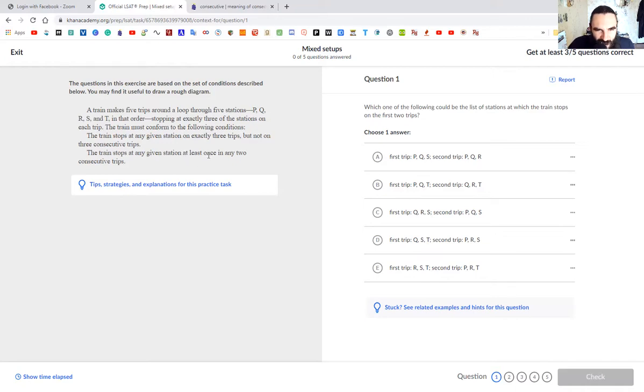At least once in any 2 consecutive trips. And here it says the train stops at any given station on exactly 3 trips. On exactly 3. Is there no contradiction? The train stops at any given station on exactly 3 trips, but not on 3 consecutive trips. And it stops at any given station at least once in any 2 consecutive trips.